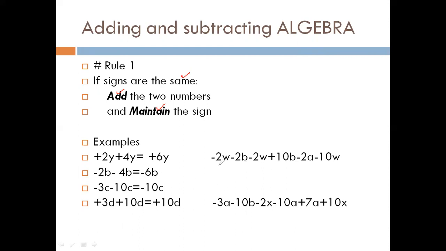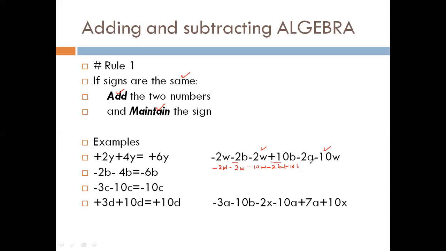But let me work this one for you. We said we group the like terms. So we are saying minus 2w there, minus 2w again, we are taking this one. Then minus 10w there. We group like terms. Then we do the b's. We start with minus 2b, remember it's minus 2b. Then look for the b's. We say plus 10b. We are taking the number with the sign.